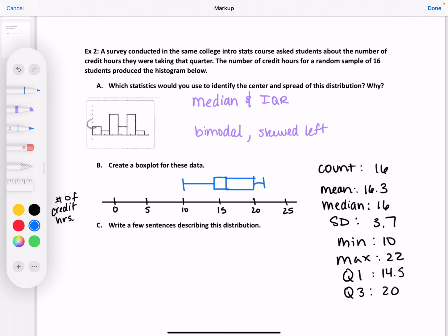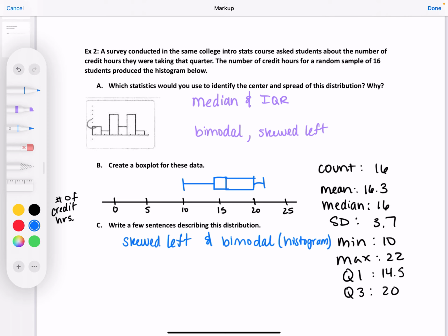So to describe this distribution, what would we say in terms of shape? Skewed left. We can tell from up here that it's bimodal, not really something you can tell from over here, but it's skewed left and bimodal. And I'm just going to note that that's from the histogram because you wouldn't be able to tell that otherwise.